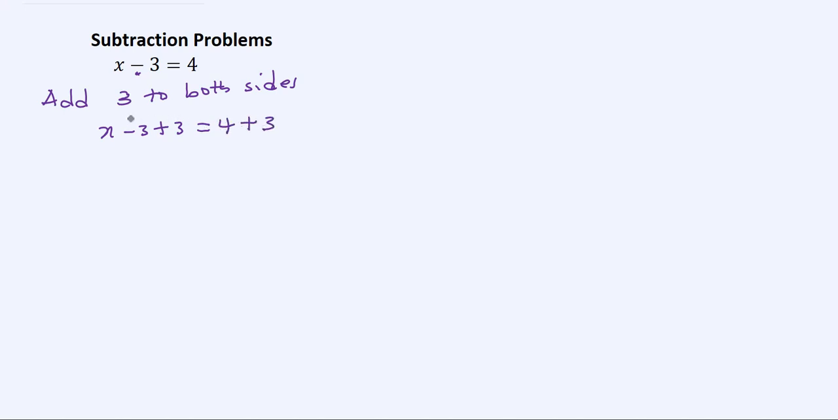Now, mind you, you have to do this to both sides. Minus 3 plus 3 cancels out, and then we'll have that 0. x is now equal to 4 plus 3 is 7. And we are done. And if you check, if x is 7, 7 minus 3 gives you 4. So it's very, very simple. Okay, let's solve my example.